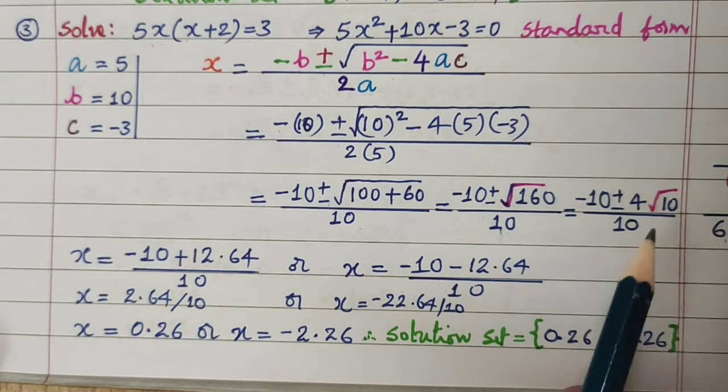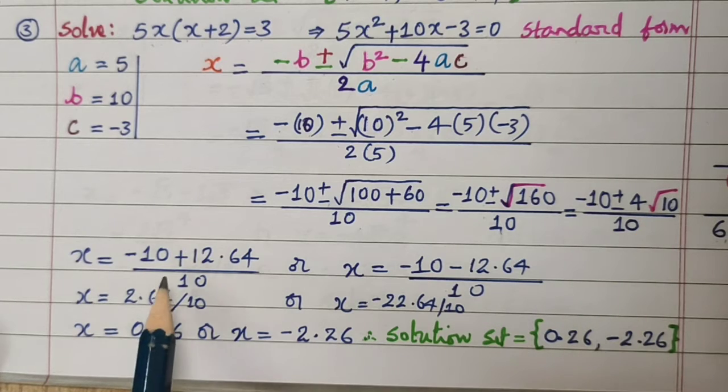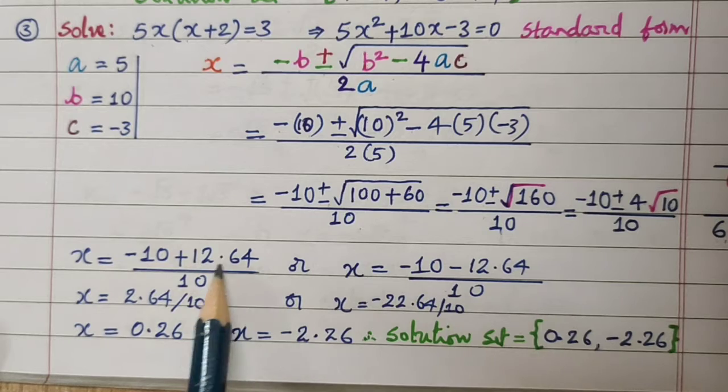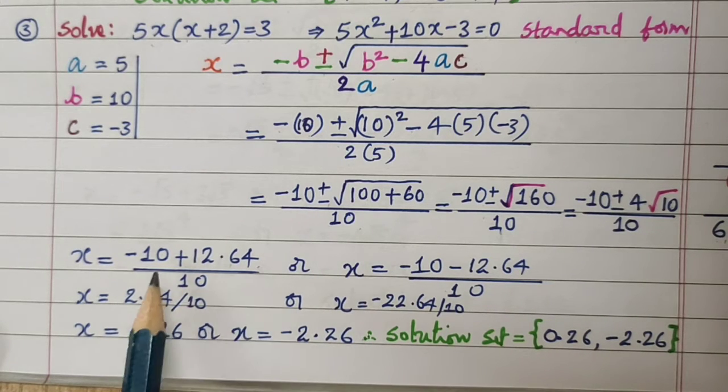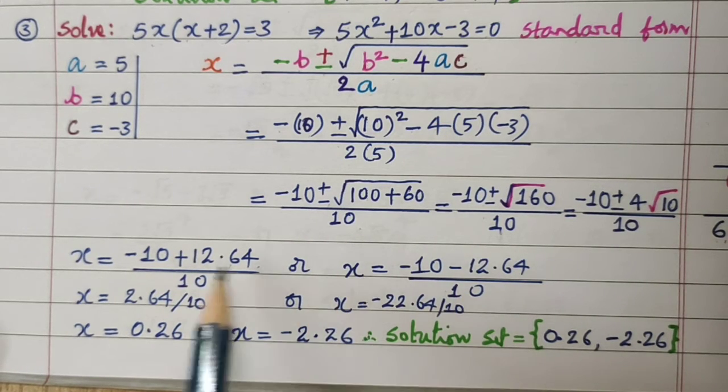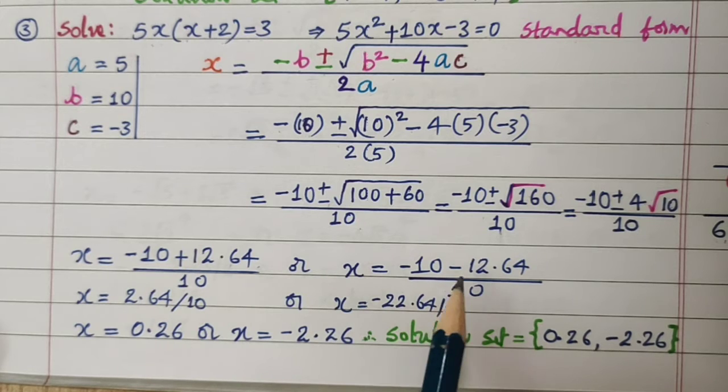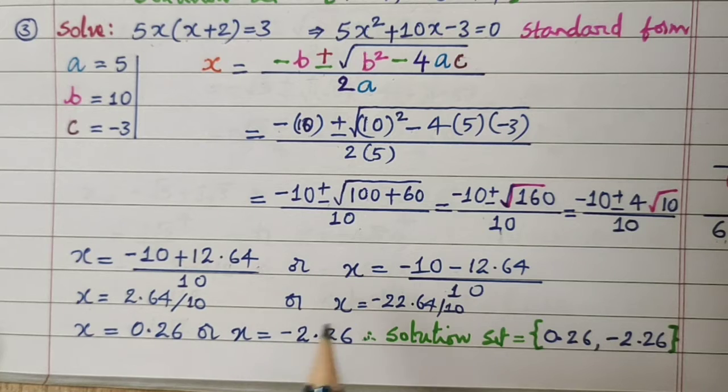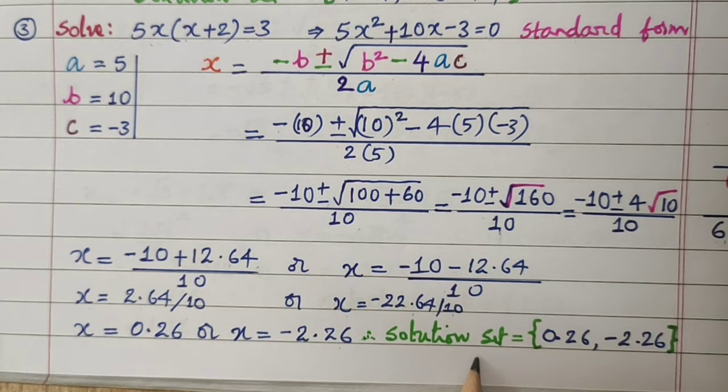Once you find the square root of 10, the rest is easy. Replace the square root of 10 with 3.16, which multiplied with 4 gives 12.64, divided by 10. Here, separate the plus and minus, and you get two values for x. Then x is equal to 2.64 by 10, or x is equal to minus 22.64 divided by 10. So x is equal to 0.26, or x is equal to minus 2.26. Therefore the solution set is 0.26, minus 2.26.